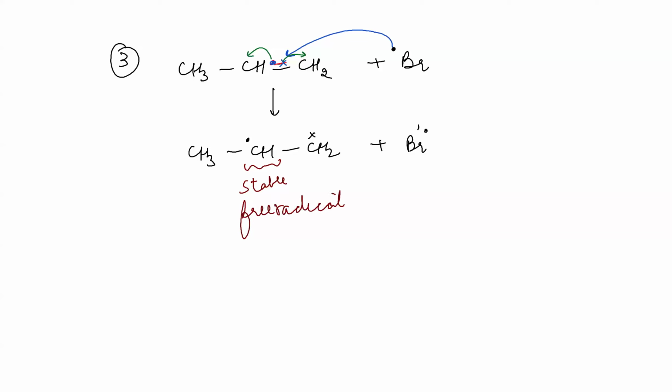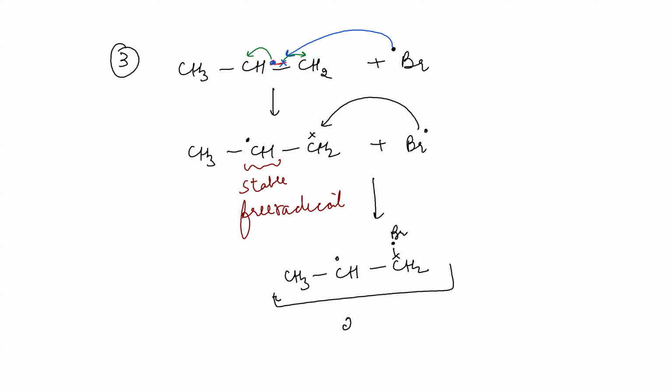Just tell me that this Br will attack here. When this Br attacks here, we're going to have CH3, CH, and a CH2. And here we have a Br. Why? Because Br gets its own electron and CH2 cross gets its own electron. Are we understanding? Right? So we'll have this. And this is the free radical which is generated, which is my 2 degree free radical.